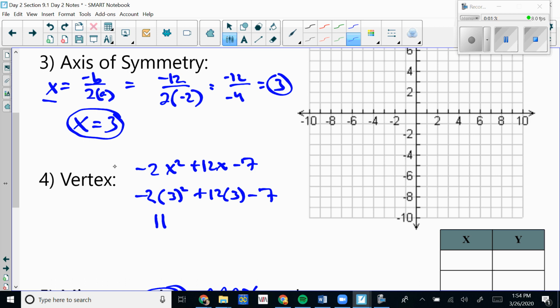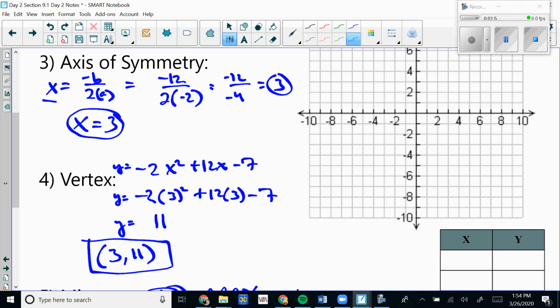But again, if you remember, that's y equals all this. So y equals 11, but that's not the vertex. The vertex is the point x, y. So my x that I plugged in was 3, and the y that it spat out at me was 11. So the vertex is (3, 11).